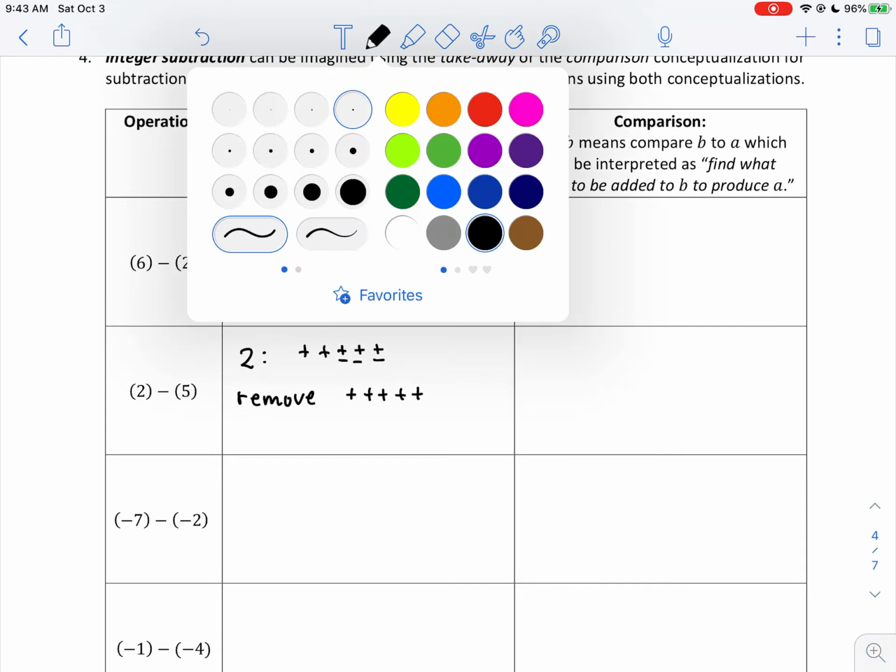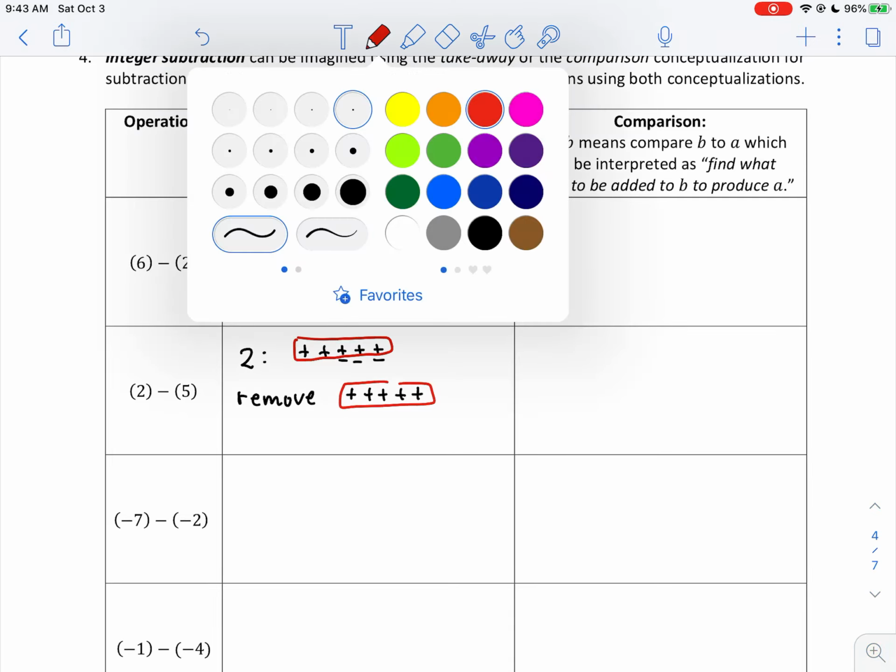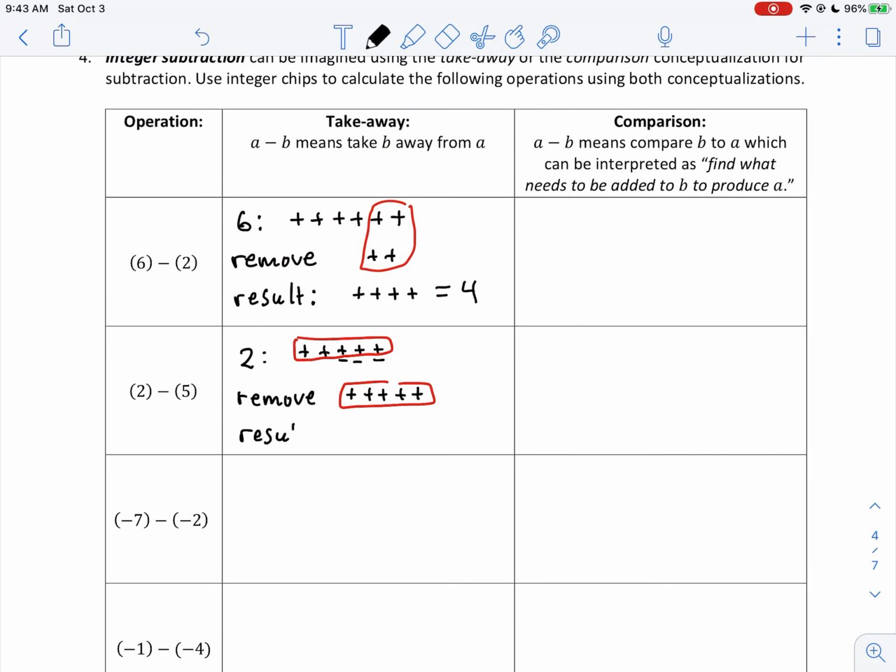And now we want to remove 5, and we can remove those 5 away. And then the result is that we have 3 negatives left. And that is a representation of negative 3. Okay, so we can still take away a certain amount of yellows, even if I feel like I didn't start with enough yellows to remove. Like, I want to remove more yellows than I started with. Well, you can add more yellows by adding those 0 pairs.